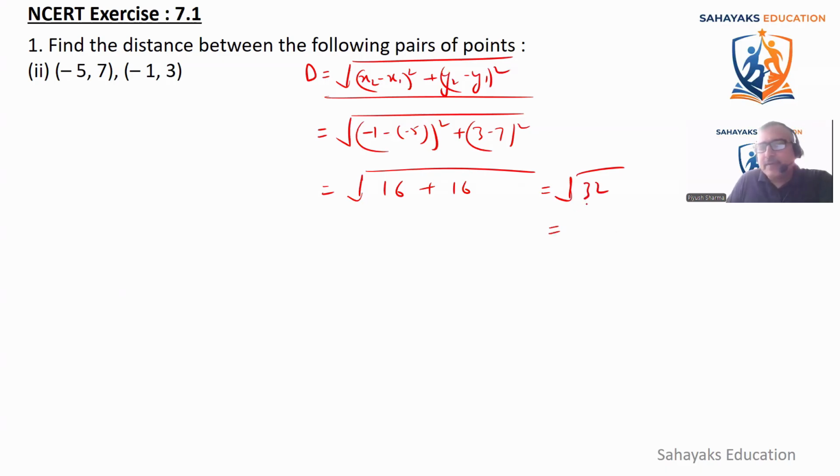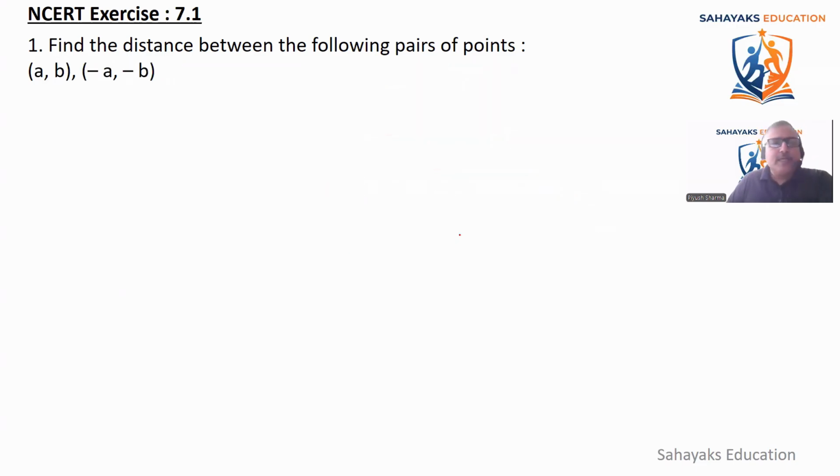So I can say square root of 32. 32 is 2 to the power 5. So it will be 4 root 2. 4 for 16. Yes. Coming to the next one.